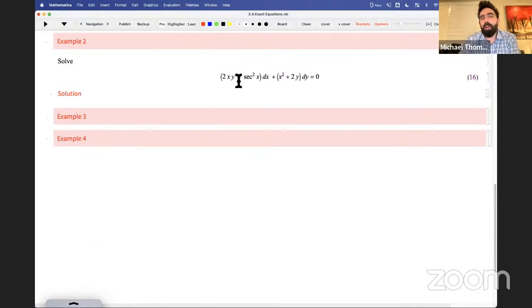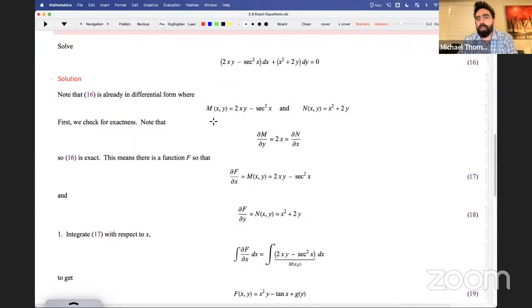All right, so the first thing you want to do is check to see whether it's an exact equation. So we're going to take the partial of this function, which we call m, right, with respect to y, and then we'll take the partial of n with respect to x, and those have to be equal. That's the test. So let's do that first. Here's m and here's n. So we'll take the partial of m with respect to y and the partial of n with respect to x. And what you'll notice is they are the same. You get 2x in both cases.